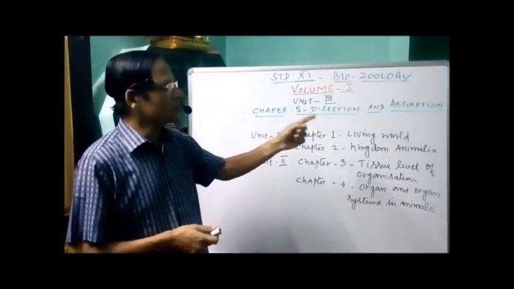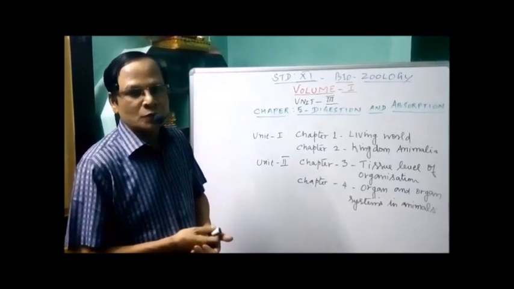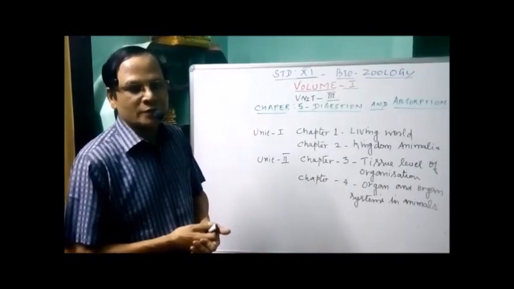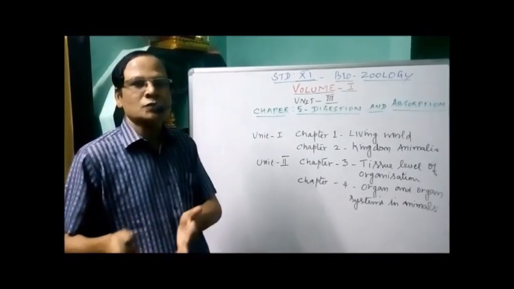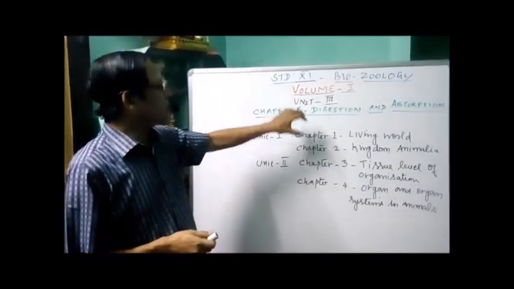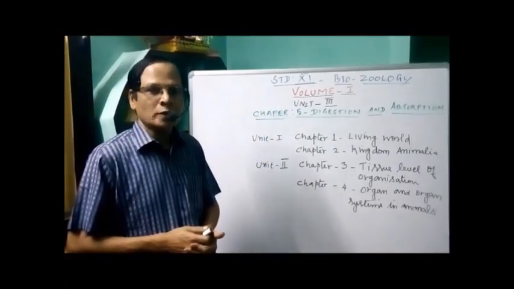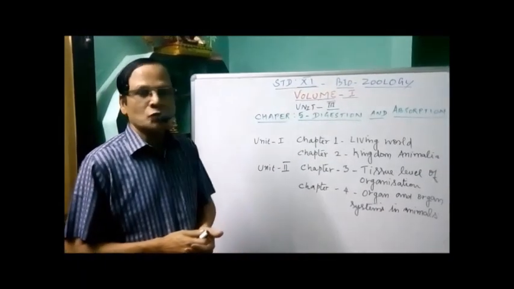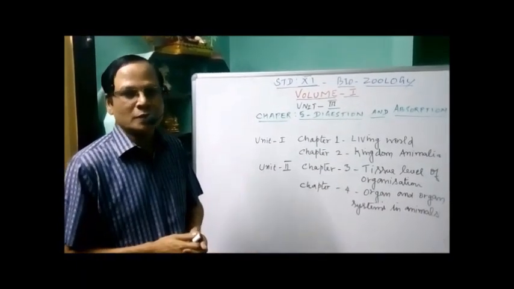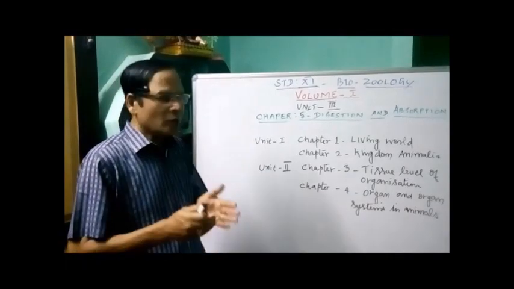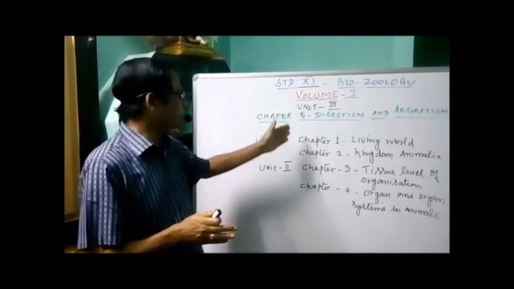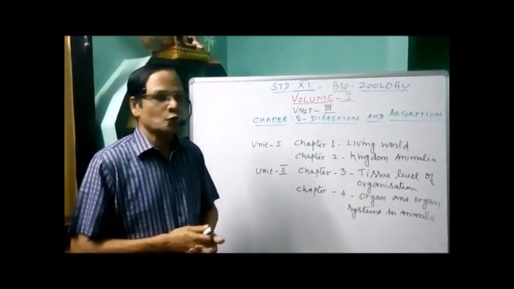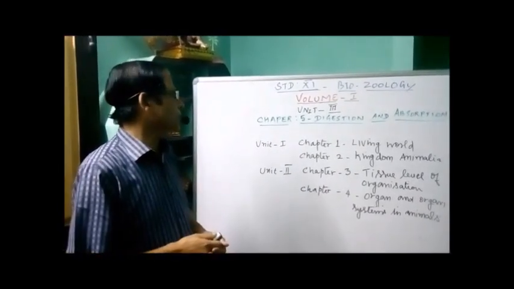Number 1, digestion and absorption. Number 2, respiration, that is Chapter 6. And Chapter 7, body fluids and circulation. So these are the lessons included under Volume 1, that is Unit 1, Unit 2, Unit 3, totally 7 chapters. So you have to go through the important lessons first. We will come back to Chapter 1, 2, 3 or 4 at a later stage.